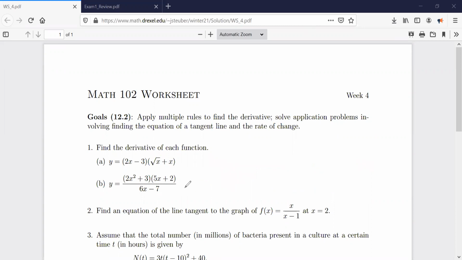What about this guy? What rule am I going to use here? Product and quotient. Yeah, exactly. So let's first find what the derivative of the top is by using the product rule. So again, that's first times derivative of the second plus second times derivative of the first. So that's 4x. And so now we have the derivative of the top and then the bottom.